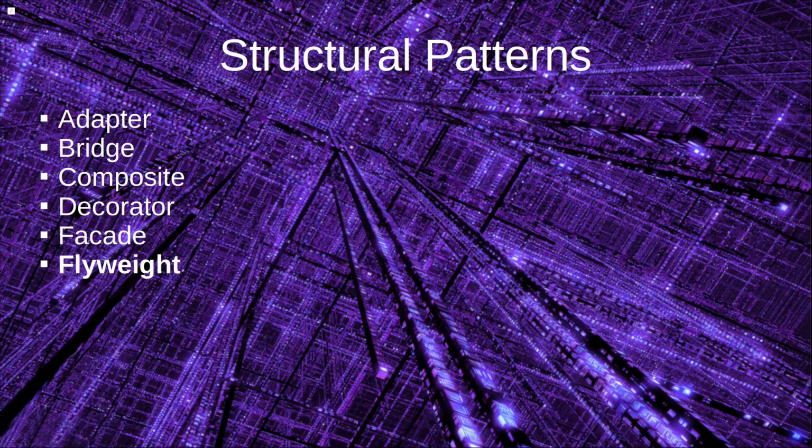Flyweight minimizes memory usage by sharing data among similar objects, often using shared state or object pools. Proxy provides a placeholder for another object to control access, enabling features like lazy initialization or logging.